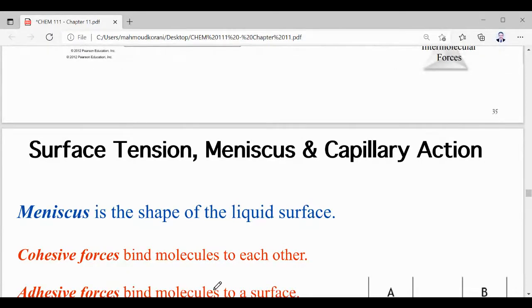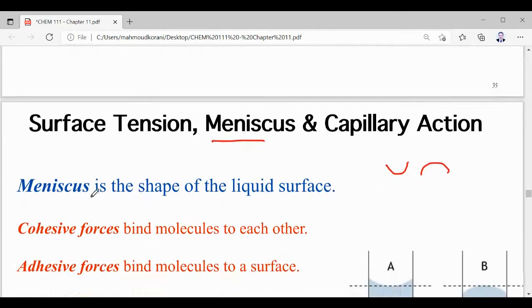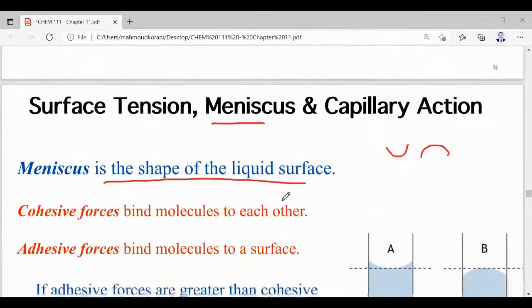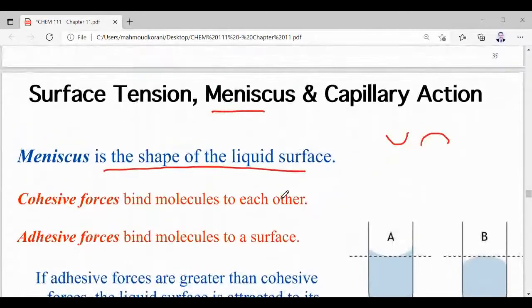Okay, surface tension and the meniscus and capillary action. What's the meniscus? Meniscus is the shape of the surface of the liquid. It could be U-shaped, or it could be any shape, convex or concave. The shape of the surface of the liquid is called the meniscus.